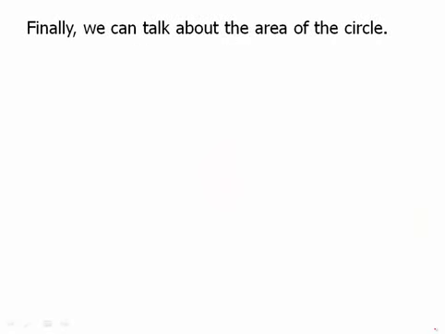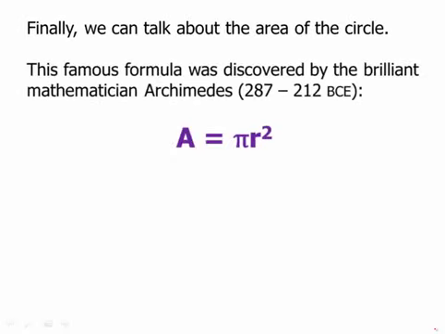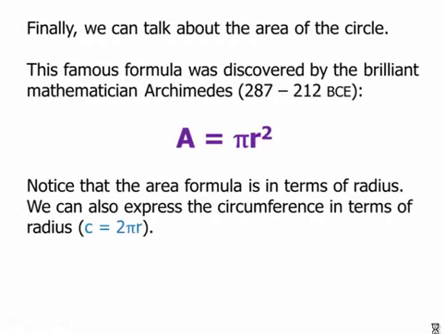Finally, we can talk about the area of the circle. This famous formula was discovered by the brilliant mathematician Archimedes. Archimedes was really one of the greatest mathematicians of all time, and his formula is area equals pi r squared. We notice that the area formula is in terms of the radius. We can also express the circumference in terms of the radius.